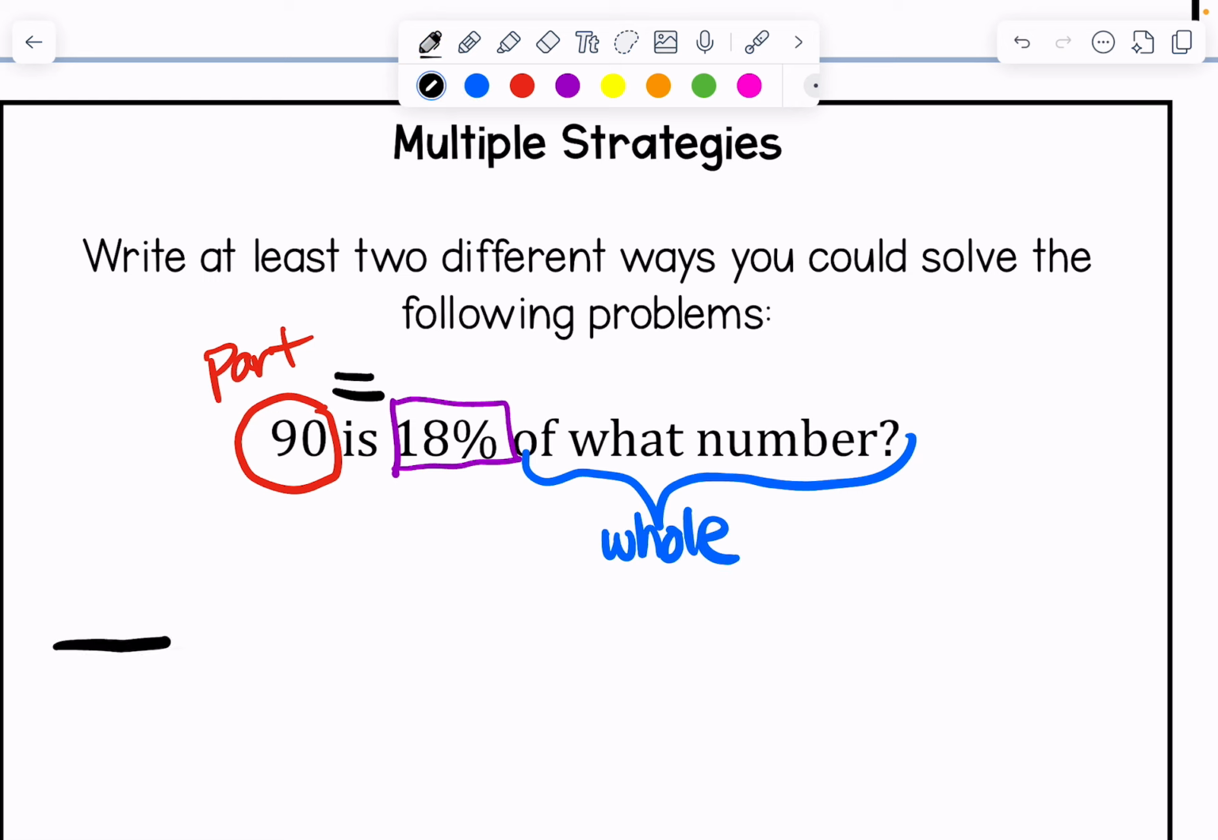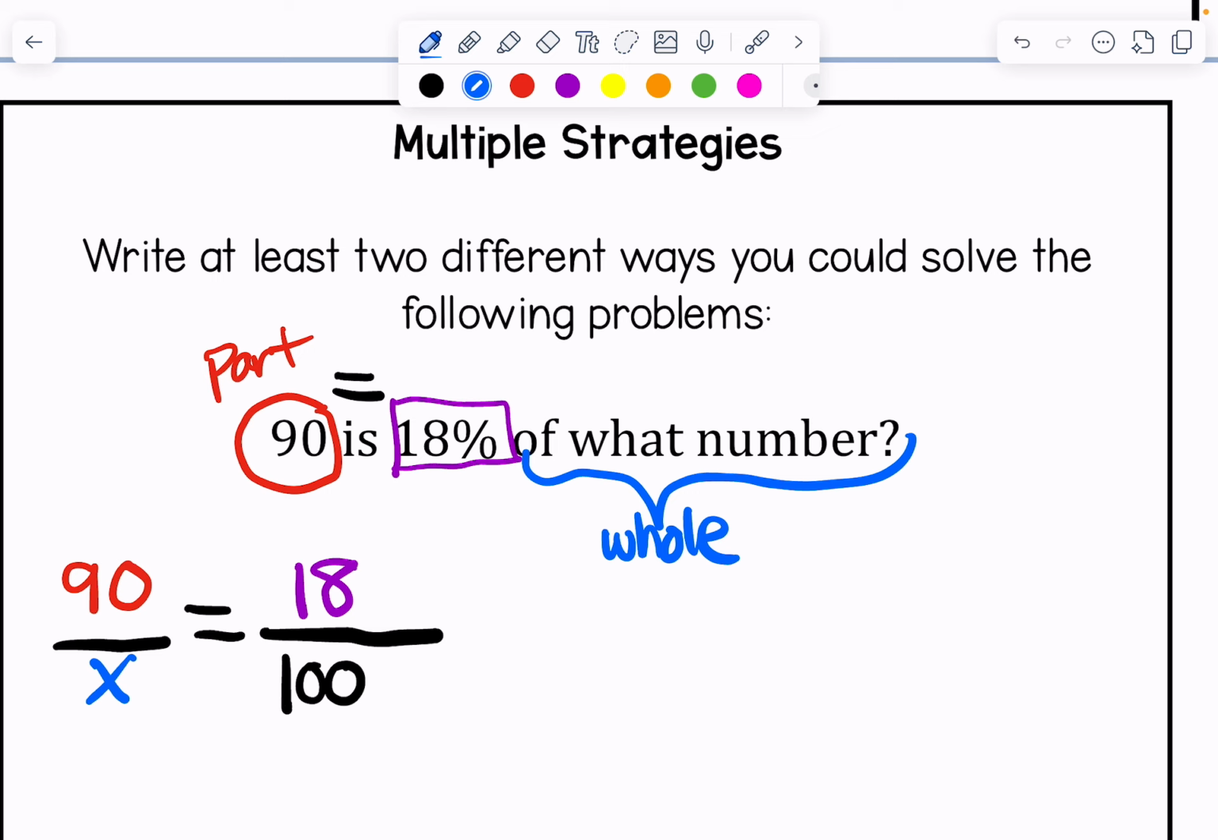And so now we're just looking at different ways to set up the same problem. So I could use my percent proportion. I'll always have a denominator of 100 if I do that, because we're dealing with percents. So 18%, my percent, always goes over 100. If 90 is my part, then that would be my numerator. And then "of what number," so I'm missing the whole, so that would be my variable. So one way that we could do this would be to solve this proportion.